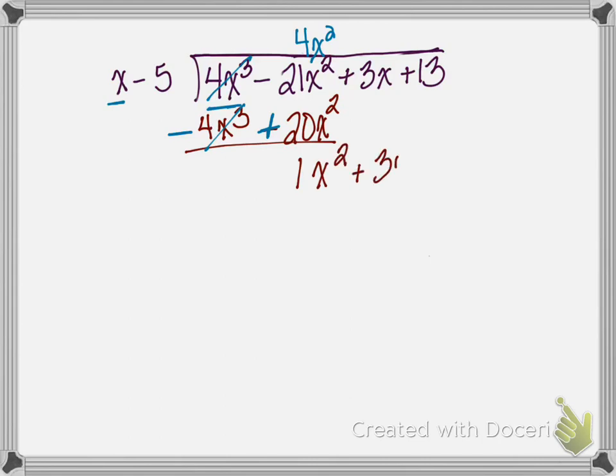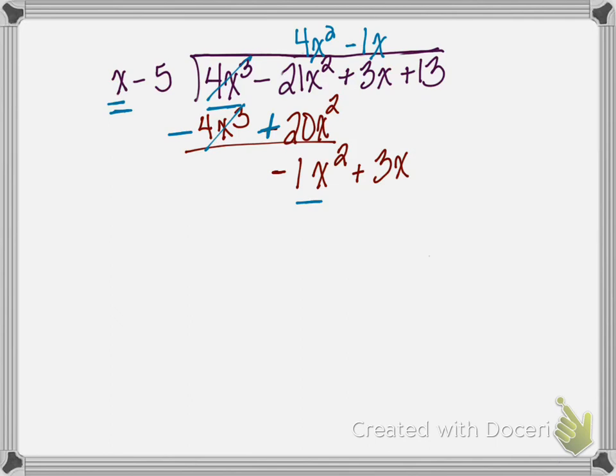Then I'm going to bring down my 3x. Now I'm going to ask myself, x times what gives me 1x? And this actually should be negative 1x squared, because negative 21x squared plus 20x squared is negative 1x squared. So x times what gives me negative 1x squared? And the answer to that is going to be negative 1x, because negative 1x times x gives me negative 1x squared.